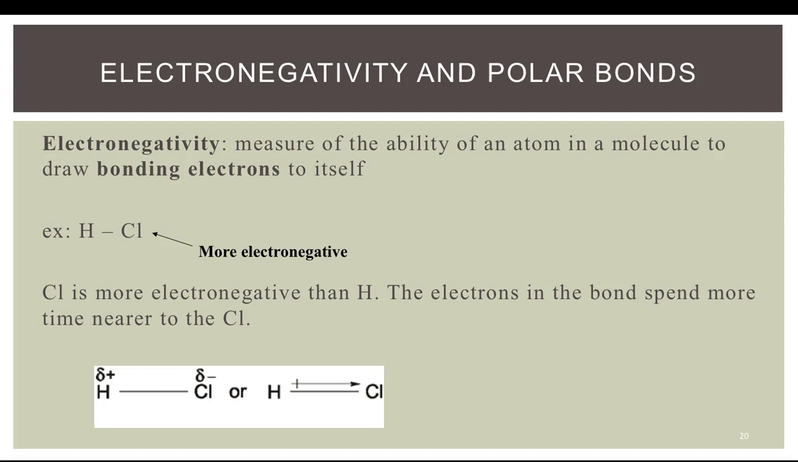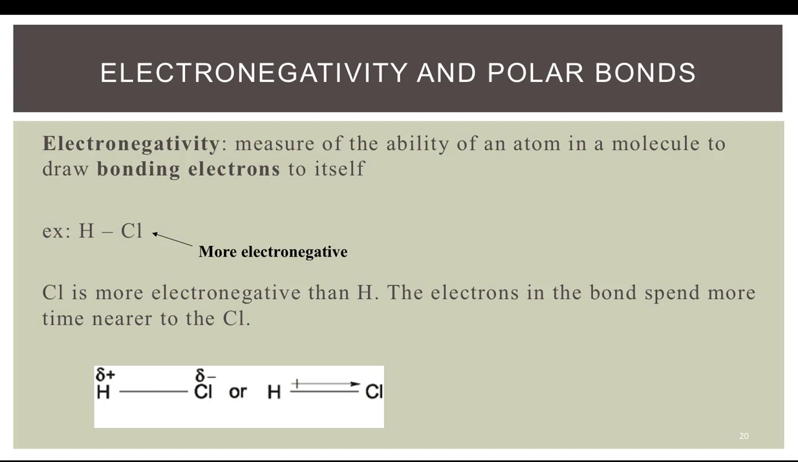So electronegativity is a useful quantitative way to compare how much an atom is going to pull electrons towards itself. It's actually not a real quantity. It arises from differences in quantum mechanics, which we'll talk about later when we get to molecular orbital theory. But for right now, we're just going to talk about it as electronegativity.